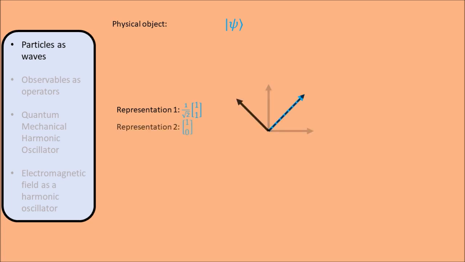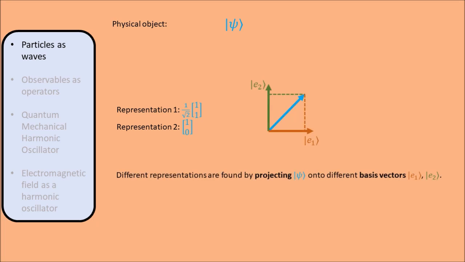But if we choose a different coordinate system or different basis vectors, then we will use different numbers to represent the same physical object. More generally, we can describe it as follows. If we have 2 basis vectors, e1 and e2, then we can represent the vector psi by projecting it onto these basis vectors. So the first coefficient is given by the inner product of psi with e1, and the second coefficient is given by the inner product of psi with e2.